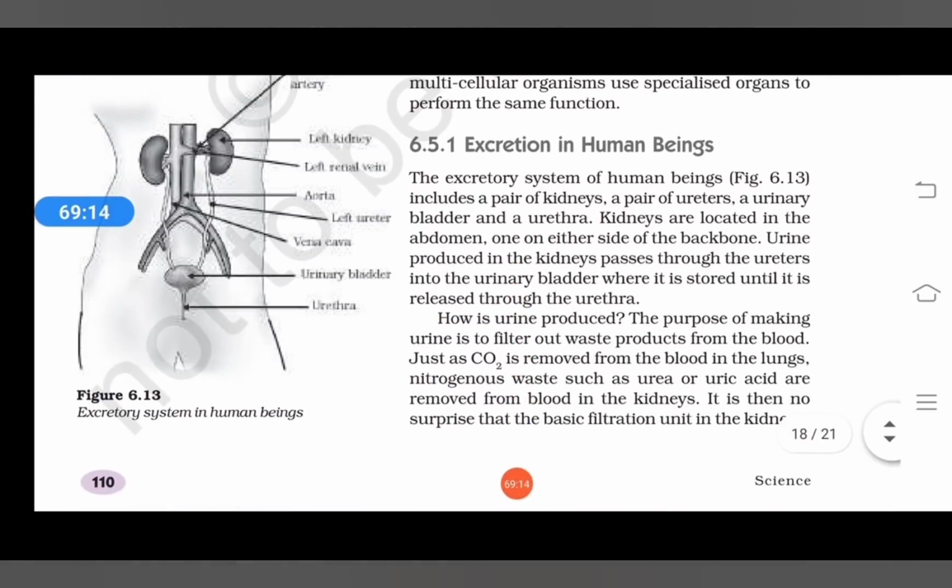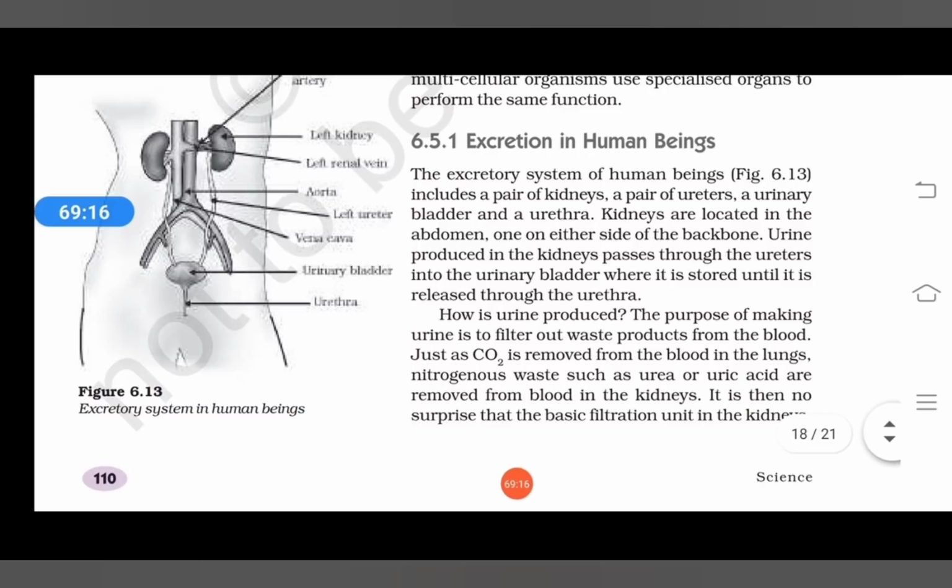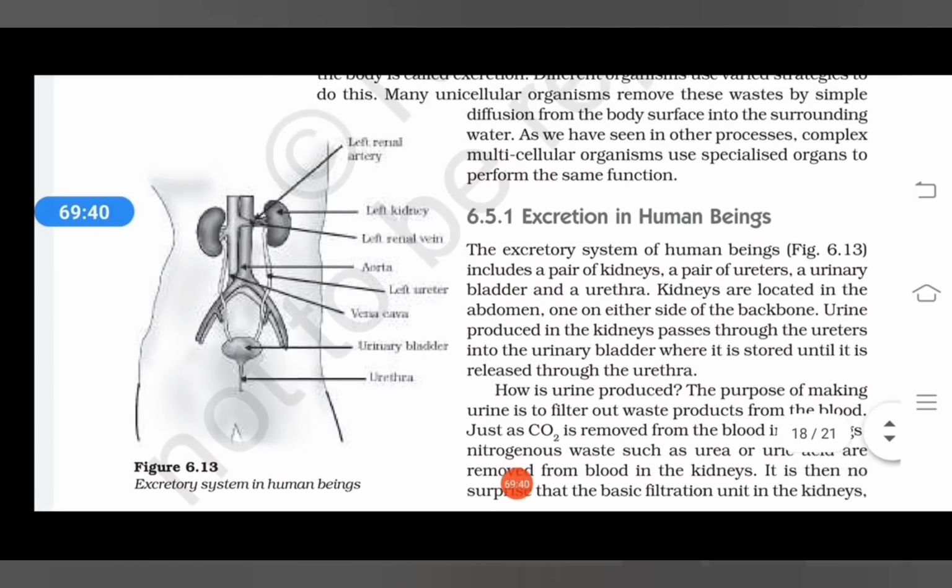How does the excretion take place? The excretory system of the human being includes a pair of kidneys, a pair of ureters, a urinary bladder and a urethra. Kidneys are located in the abdomen on either side of the backbone. Urine produced in the kidneys passes through the ureters into the urinary bladder, where it is stored until it is released through the urethra.